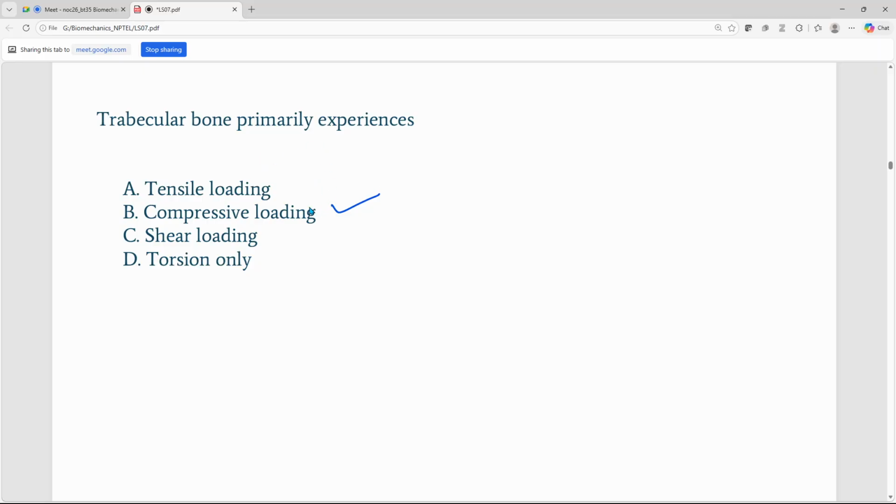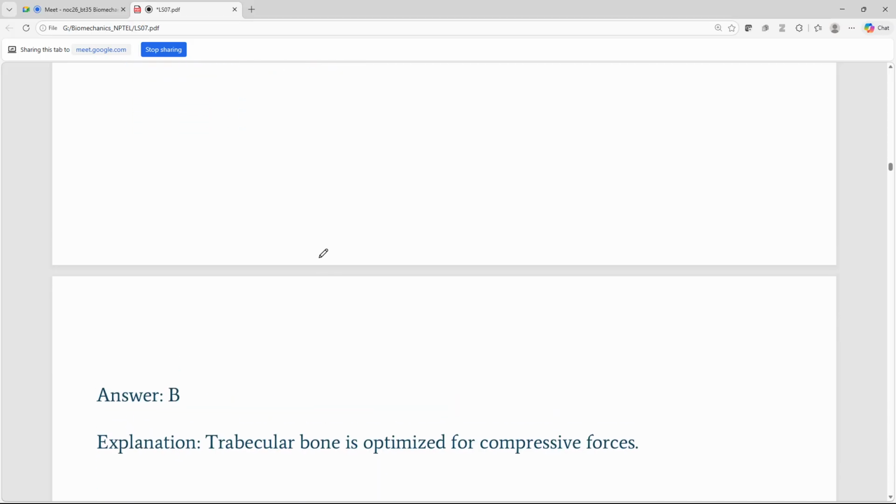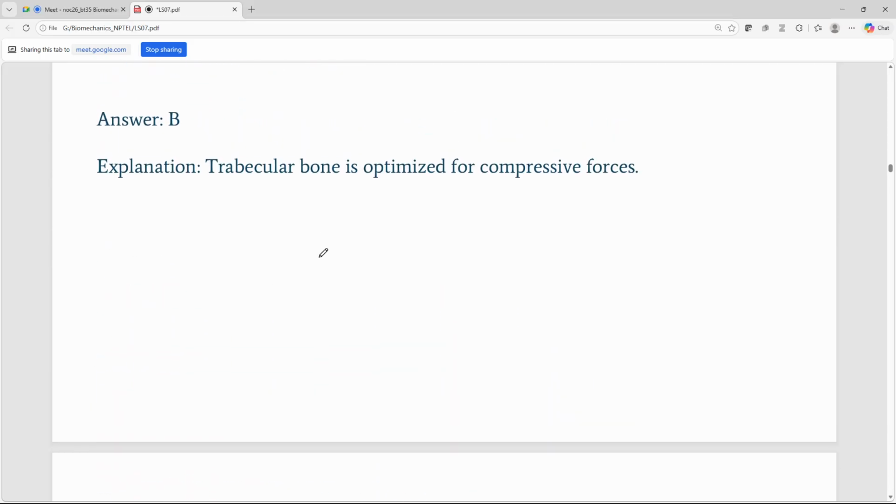Because we have just discussed trabecular bone is most porous, and porous materials can take compressive loading because they have space to compress. There are spaces between them, so it is well equipped for compressive loading. So the spongy bone, that is the trabecular bone, is mostly optimized for compressive loading. Answer is option B.